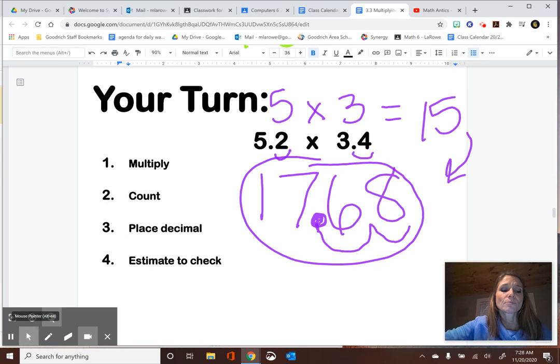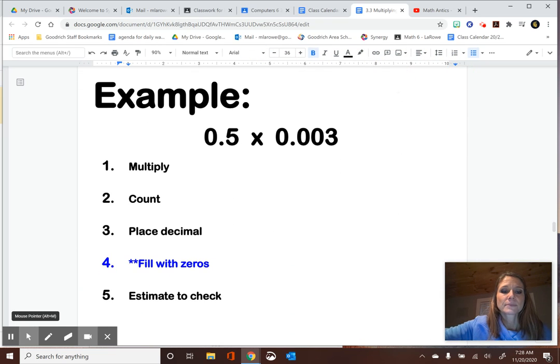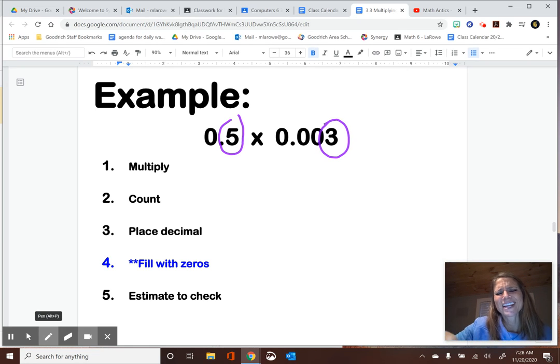How'd you do? Did you multiply okay? Did you get that decimal in the right spot? So my next one has lots of zeros in it. So I'm going to pretend like the decimals aren't even there, and I'm just going to focus on these numbers. 5 times 3, and I know that's 15.